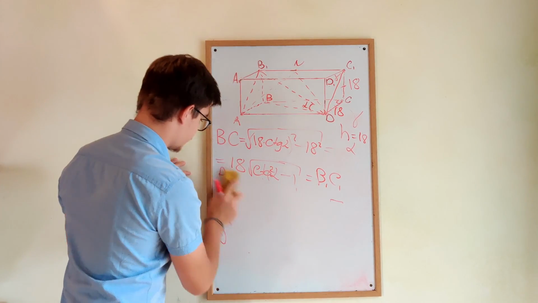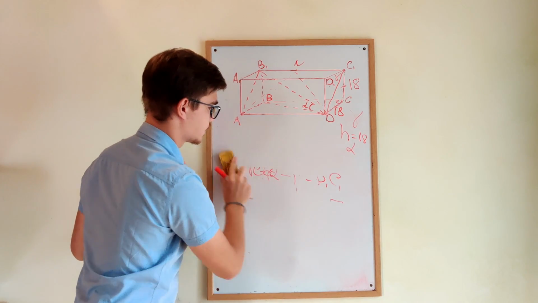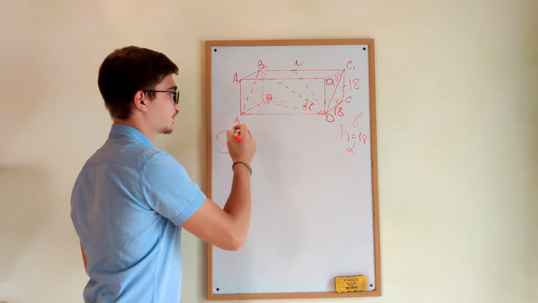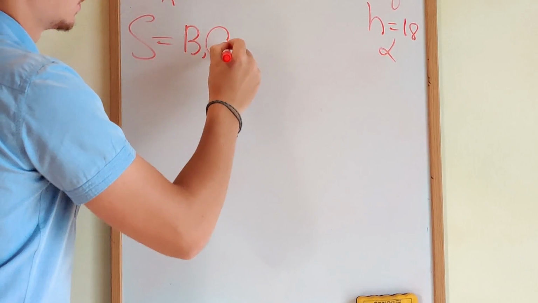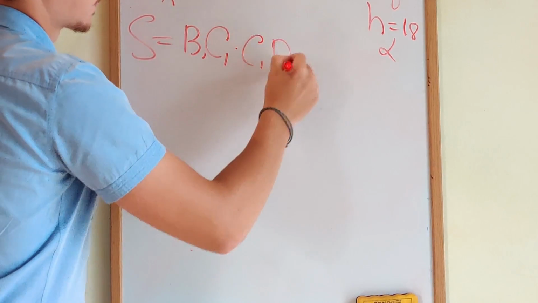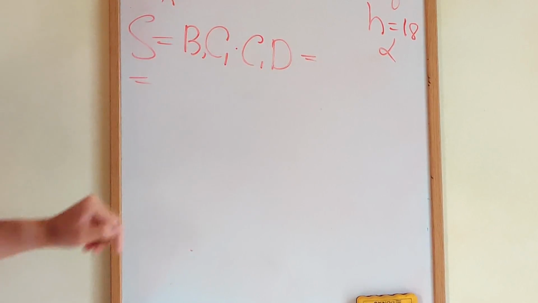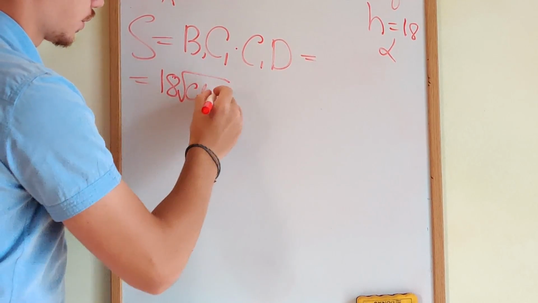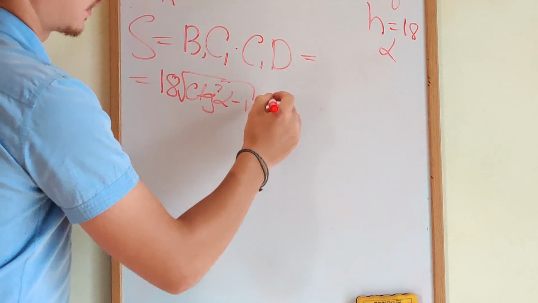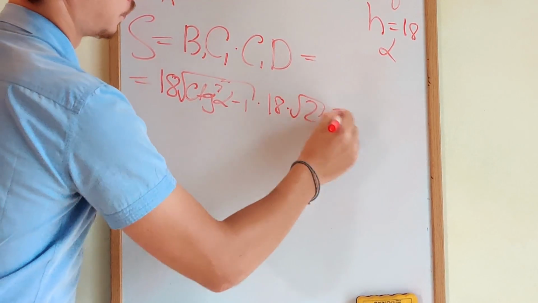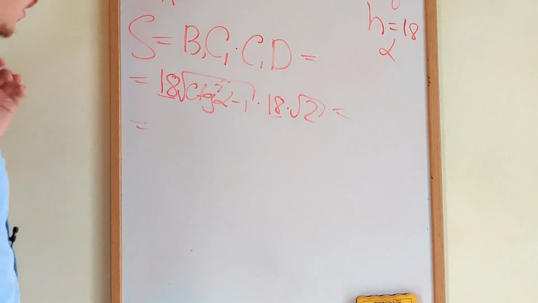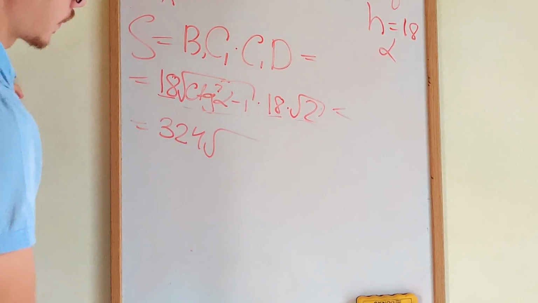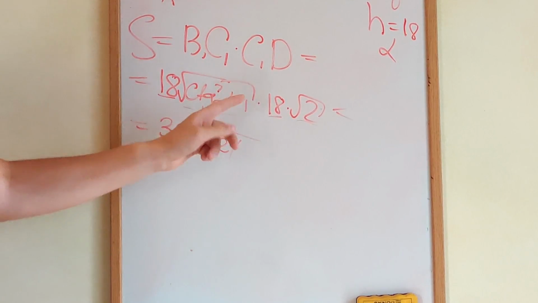Now, this is a very elementary formula. In order to find the area of a rectangle, we just multiply its sides. So the area will be B1C1 times C1D, and we plug in the values that we just found. So B1C1 was 18 times the square root of cotangent squared of alpha minus 1, times 18 times the square root of 2. Okay, I'm going to combine these 18s. If we multiply them, we get 324. I'm going to combine the square roots to get the square root of 2 times cotangent squared of alpha minus 1.